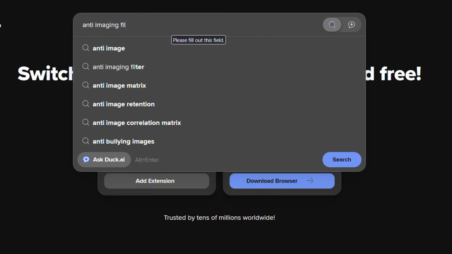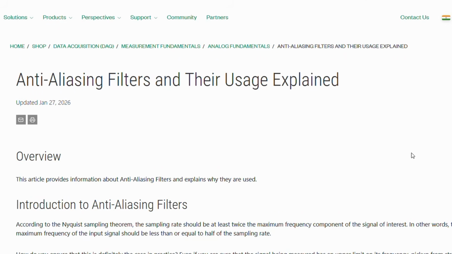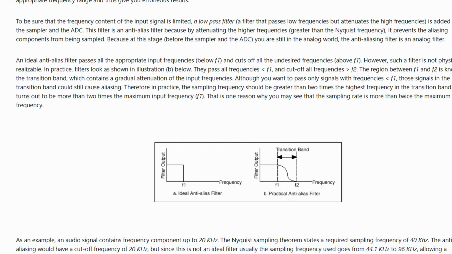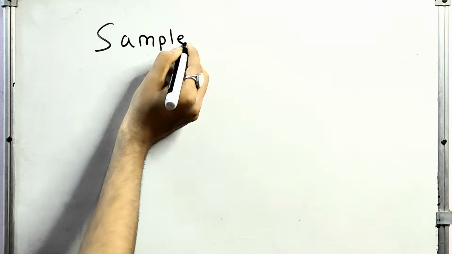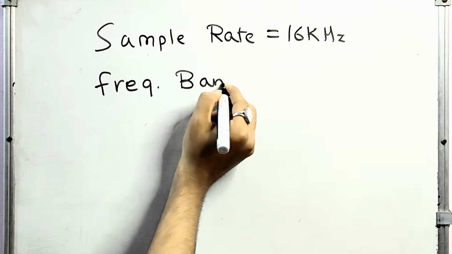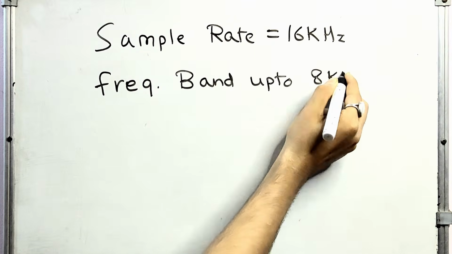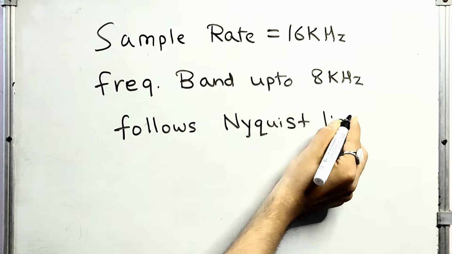Now, an important point here is that the DAC works with an anti-imaging filter. The job of this filter is to remove high-frequency components that could create unwanted spectral images during the DAC process. For example, if your sampling rate is 16 kHz, your usable audio frequency bandwidth is up to around 8 kHz, and this filtering ensures we stay within that limit.